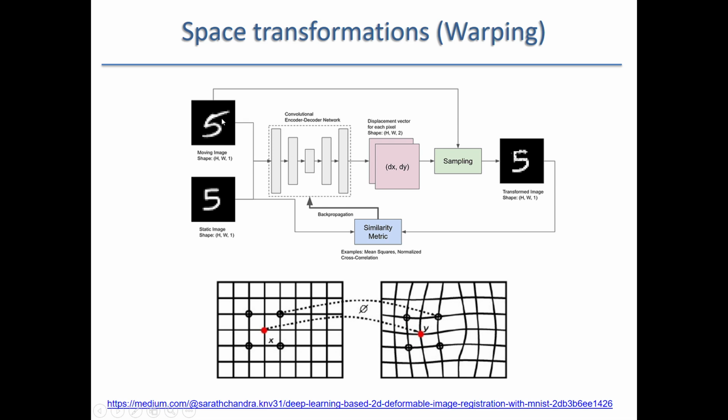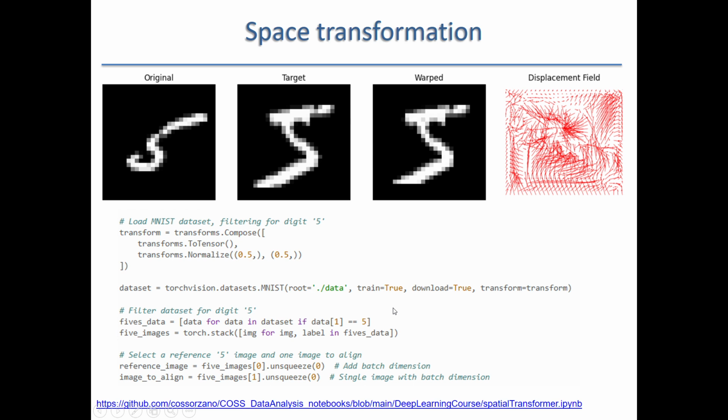The idea is that the neural network has to produce a displacement vector, and this displacement vector will be used to sample the input image into something else that can be compared to the static image. So here we have a representation of those spatial transformations. The key is that there is nothing conceptually new, only how to do it, and here we have a code example.